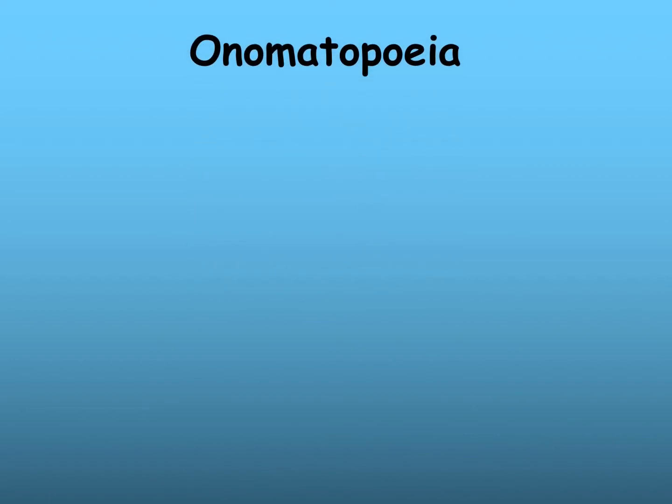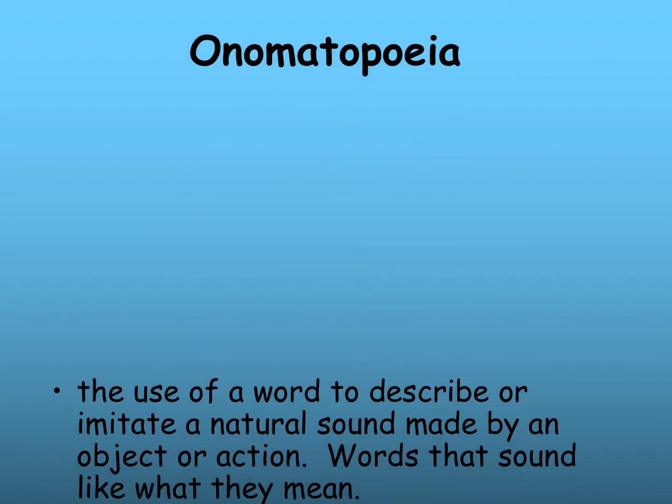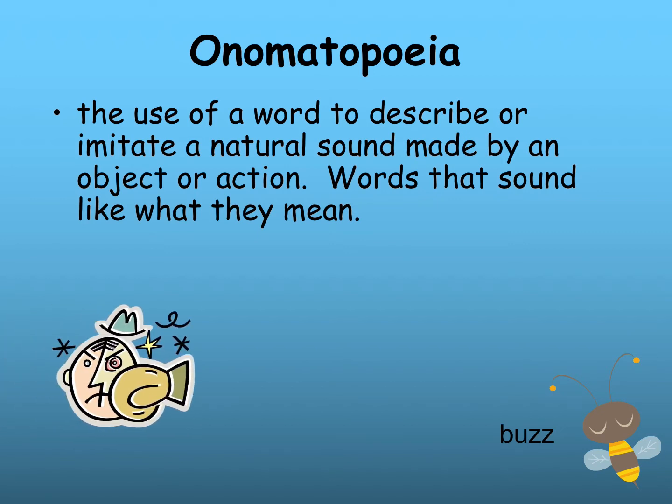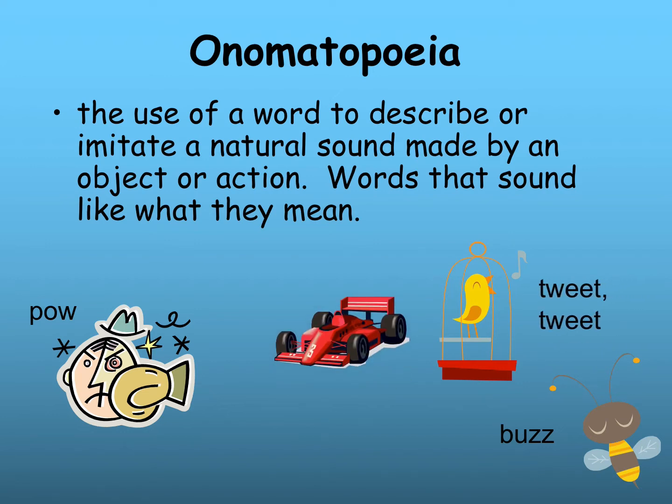The next one is onomatopoeia. This is the use of a word to describe or imitate a natural sound made by an object or an action. Words that sound like what they mean. Again, it's dealing with sounds. So you would have a bee that would buzz. Buzz. Or a hit that goes pow, or a bird that sings tweet tweet, or zoom with a car, the hiss of a snake.